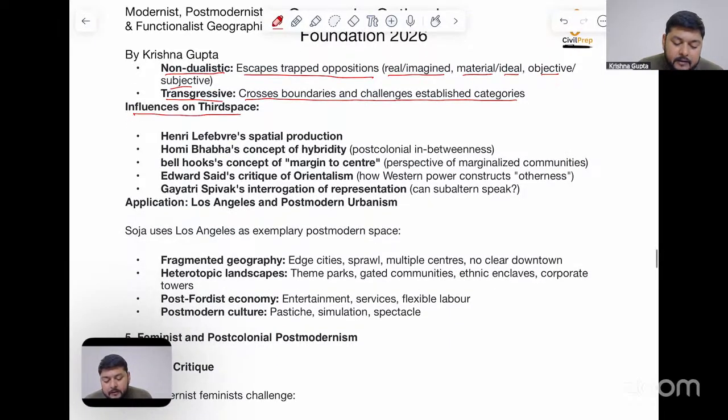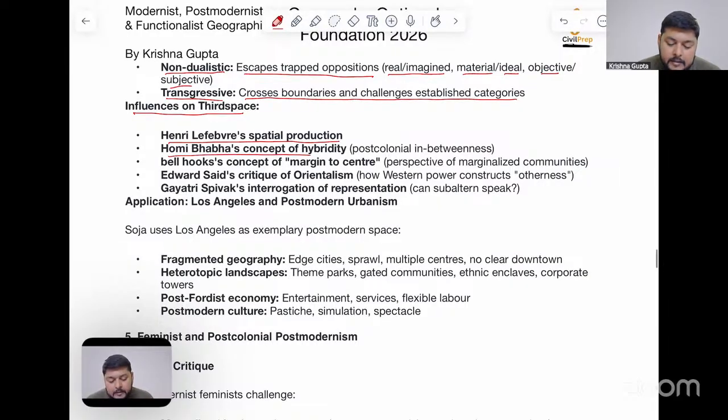The influence of the third space was seen in Henri Lefebvre's spatial production, Homi Bhabha's concept of hybridity, that is post-colonial in-betweenness, bell hooks' concept of margin to center, that is the perspective of marginalized communities, Edward Said's critique of Orientalism, how Western power constructs otherness in the third world or the Asian region. Orientalism, basically, refers to the Asian countries. Then Gayatri Spivak's interrogation of representation: can the subaltern speak? That is an important part here.